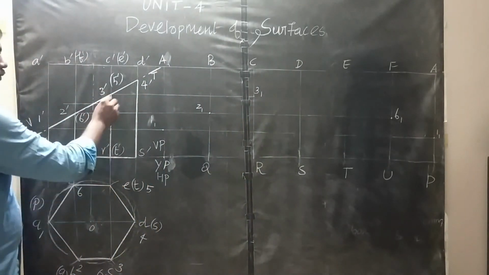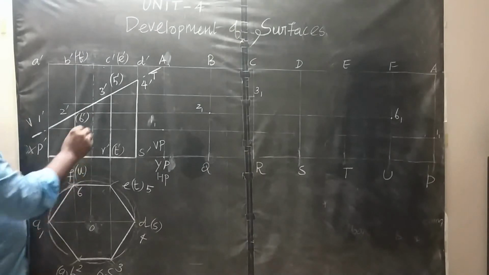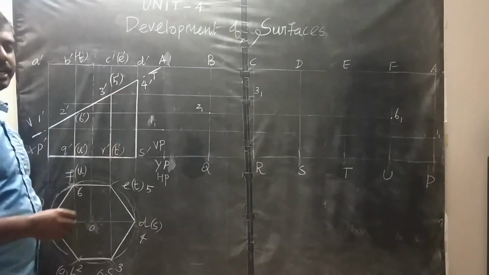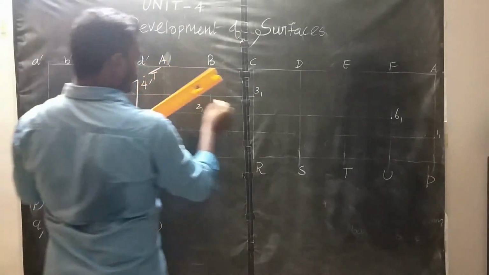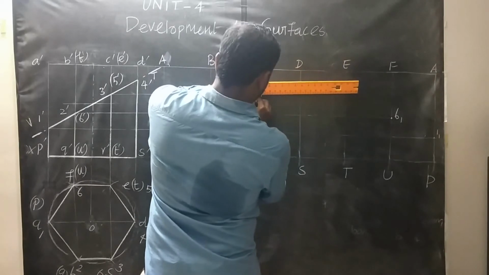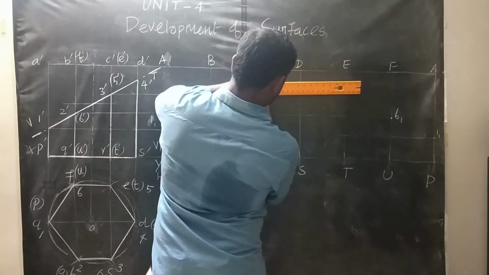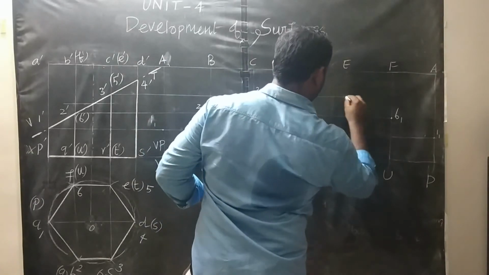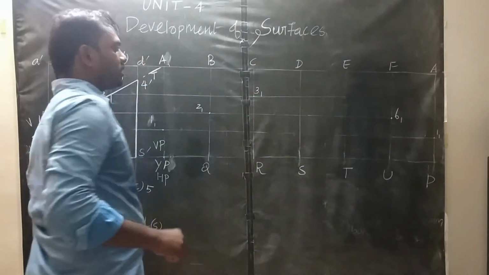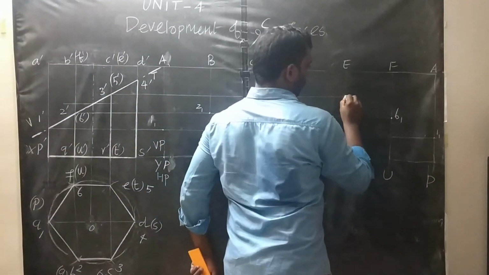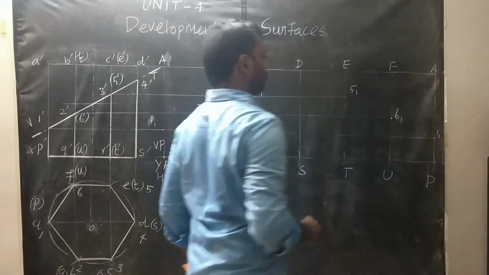Similarly, here we have 5 dash point located on E dash and T dash lateral edges. So project this point till this lateral edge. Okay, here we have T and E lateral edges. On that we have point number 5. So here make one point, that point is called 5 suffix 1.